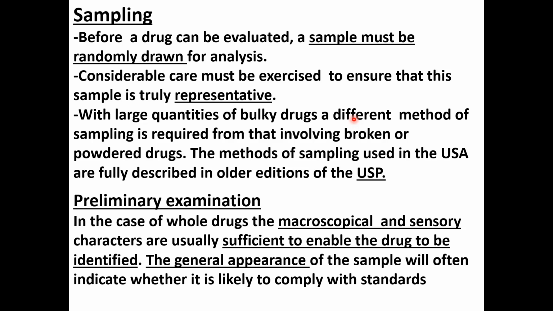The first step in making proper identification of the herbal drug is to make proper sampling. The sample should be random and representative. With large amounts of these bulky drugs, there is a certain method of sampling described in the USP, the United States Pharmacopeia. Preliminary examination of whole drugs, only microscopic and sensory characters are usually sufficient to identify the drug.